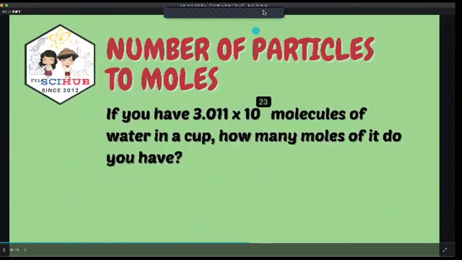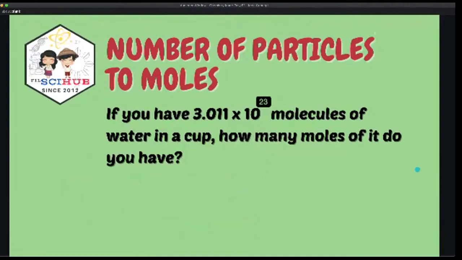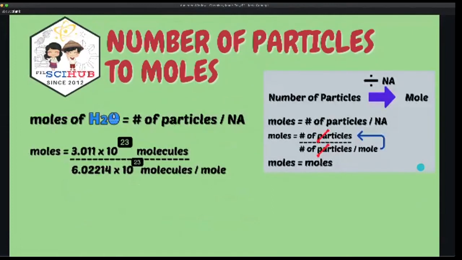Alright. So example, if you have 3.011 times 10 to the 23rd molecules of water in a cup, how many moles of it do you have? So convert natin yung number ng molecules ng water into moles. So yeah, this is the equation. 3.011 times 10 to the 23rd molecules of water divided by the Avogadro's number, which is 6.02214 times 10 to the 23rd molecules per mole of water.